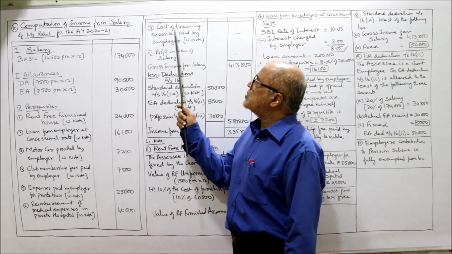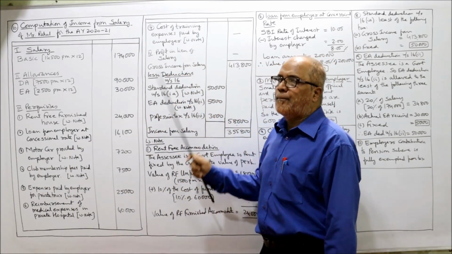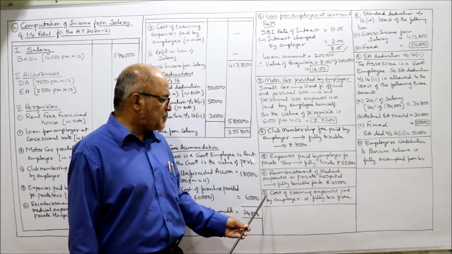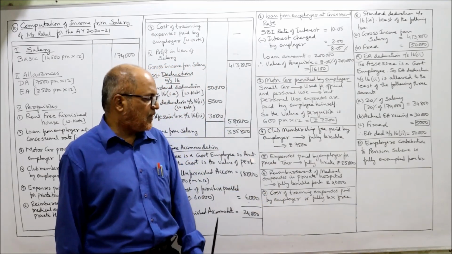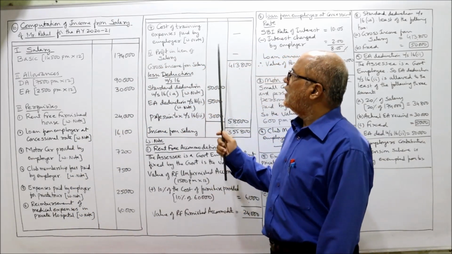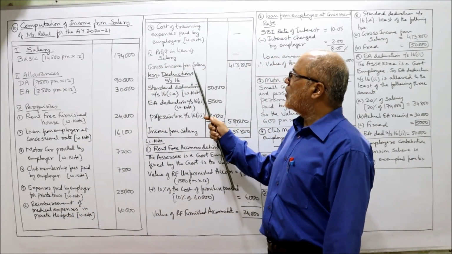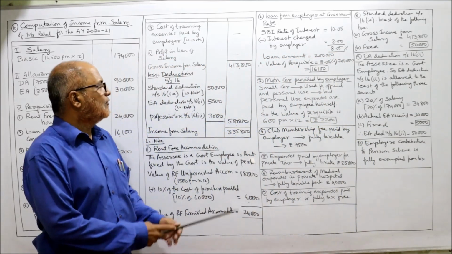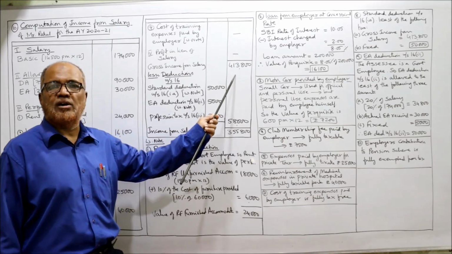Next one is the cost of training expenses paid by the employer, tax free. So the cost of training expense paid by the employer is fully tax free, exempted from tax. Now profitability of salary is not there. Gross income from salary is 4,13,800.